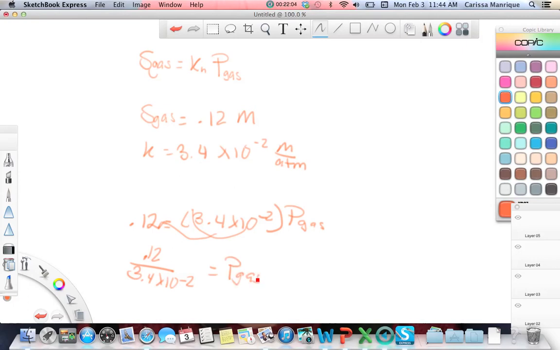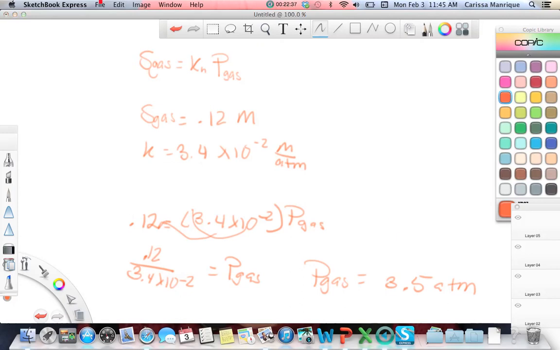So let me see. 0.12 divided by 3.4 times 10 to the negative 2. The pressure we need is approximately 3.5 atmospheres. So again, that tells you what pressure you need to get that gas to be soluble, or if you know the solubility, what pressure you need for a gas.